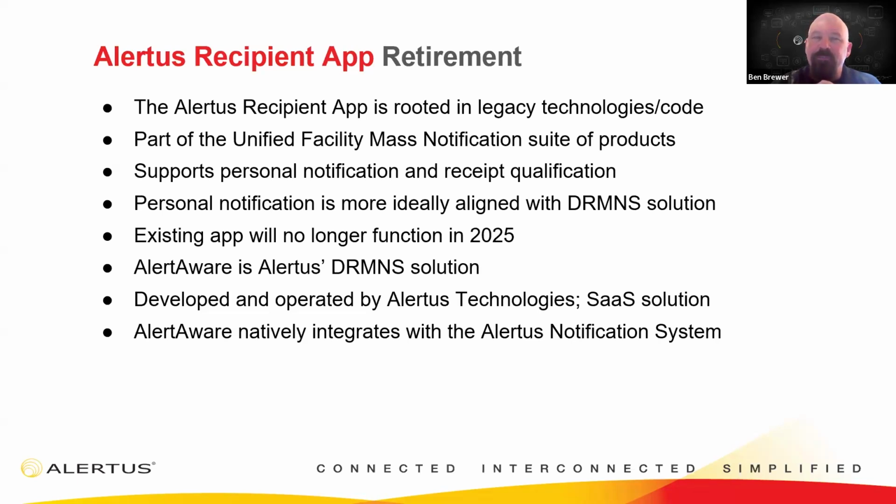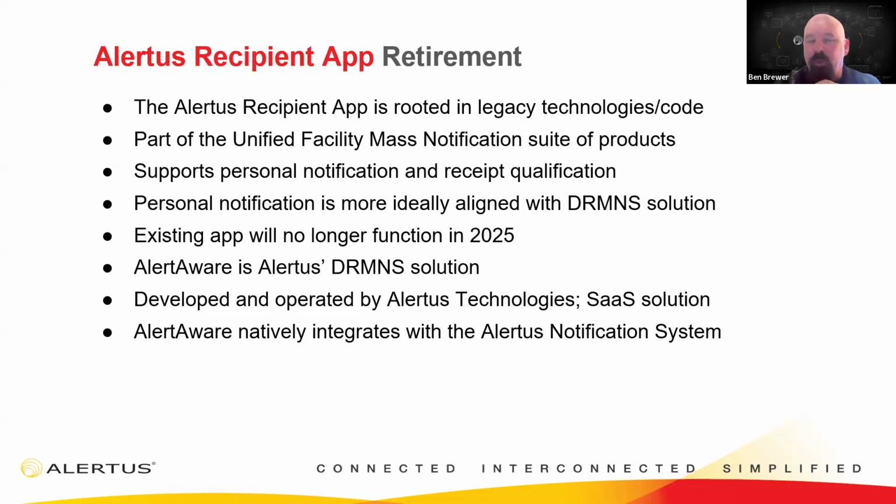The other thing that was a little bit unique was that the recipient app is really deemed to be a personal communication technology, and those types of technologies with an emergency notification are more frequently found within what we call distributed recipient mass notification solutions, or DRMNS, that provide SMS, text, email, voice calls, push notifications.